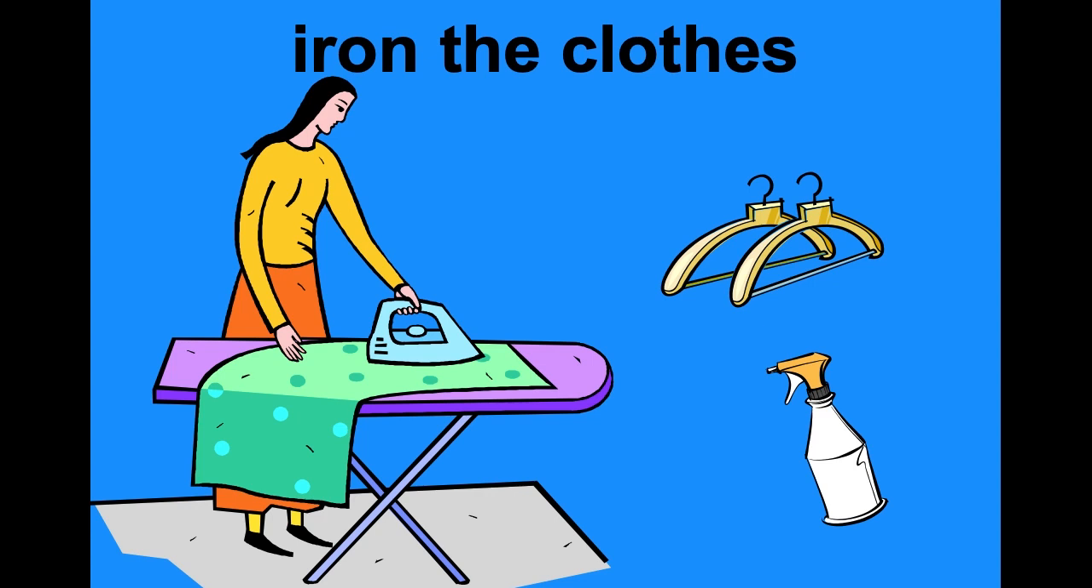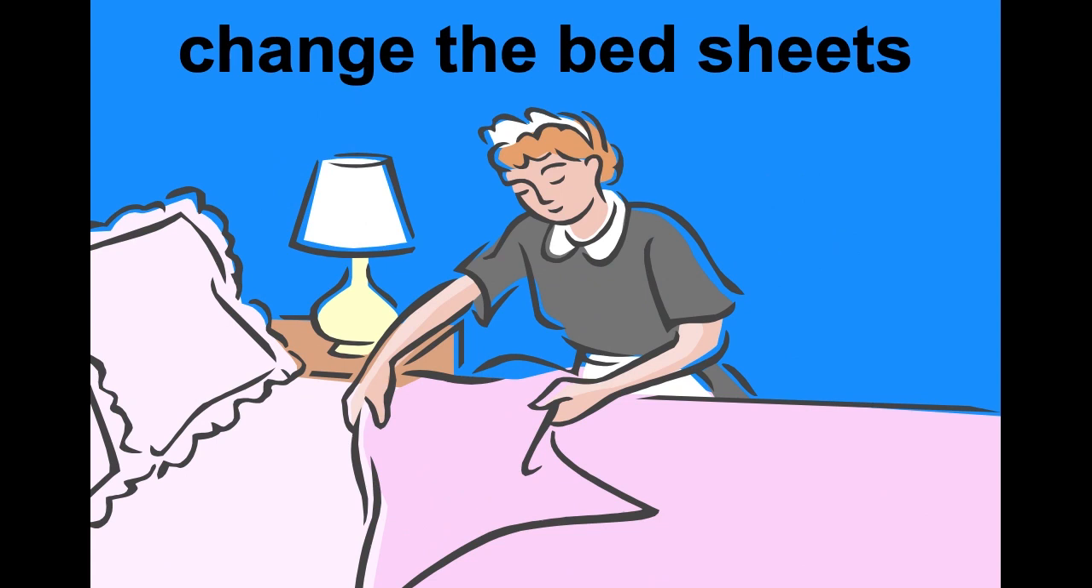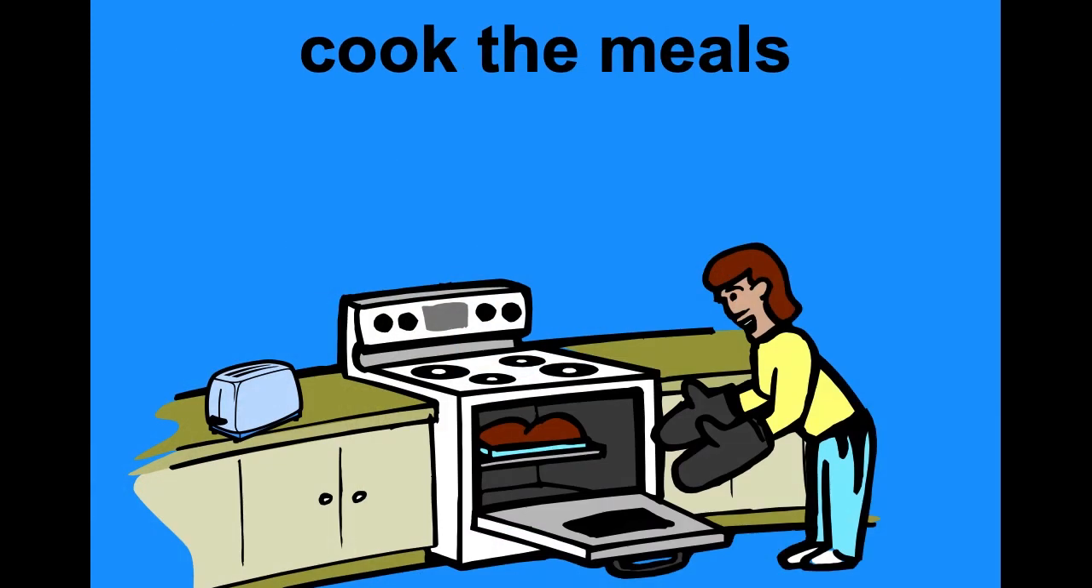Iron the clothes. Yeah, so you wash the clothes and then hang up the clothes until they dry, and then you iron the clothes. Okay, you can iron them before going to school. Change the bed sheets. Yes, that's something you can do when you make the bed. Change the bed sheets. All right. Cook the meals. Do you have to cook the meals? Can you cook?